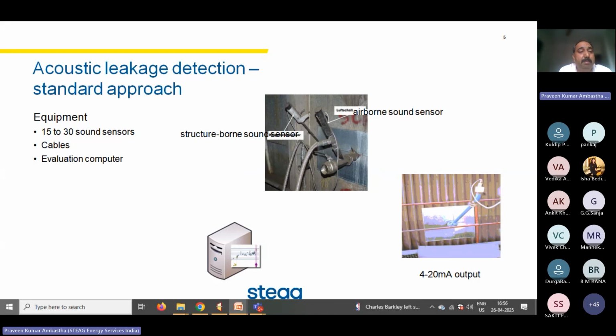What is the principle behind it and how does it work? First, as I told you, we require the acoustic signals. Of course, many companies provide acoustic signals. For this module we require 15 to 30 acoustic sensors, but if it is 30, that is very good. Then, of course, we require cables and hardware, a server.